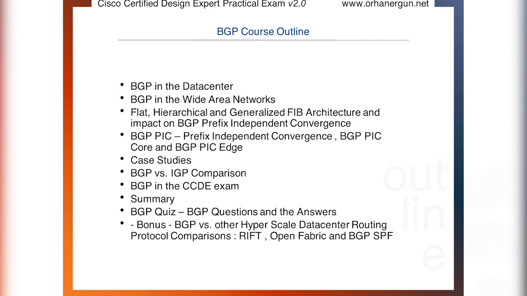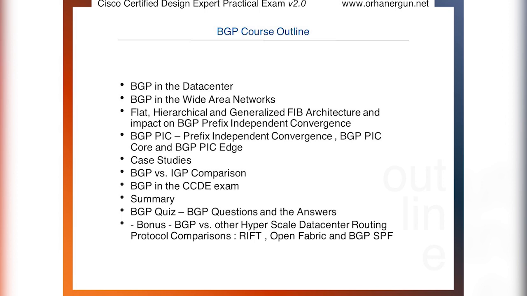So BGP in the data center will finish, and we will start BGP in wide area networks. Mainly, it was a wide area network protocol anyway, and we will highlight why. Then BGP PIC, which we can consider as BGP prefix independent convergence. Some people say FRR as well. I will define the differences between FRR, loop-free alternate, and prefix independent convergence.